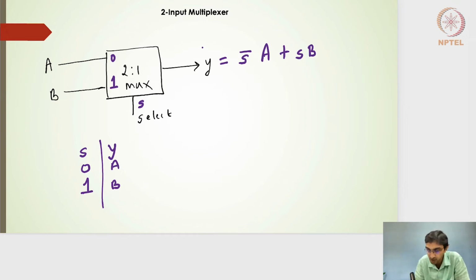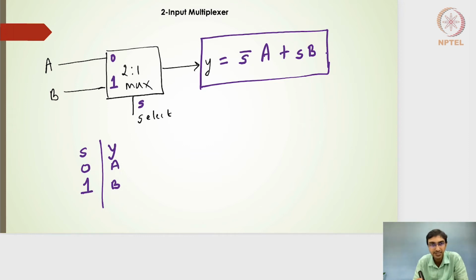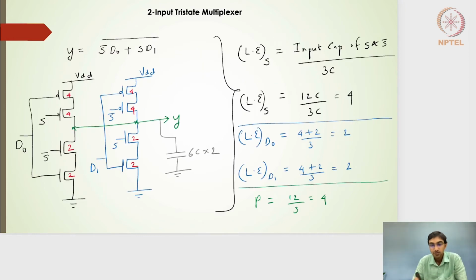All right, so this is what we want, going from the tri-state. Hope this is something everyone should be aware of. So a 2-input multiplexer which is made from the tri-state. Tri-state based circuits will always give you a complementary output.